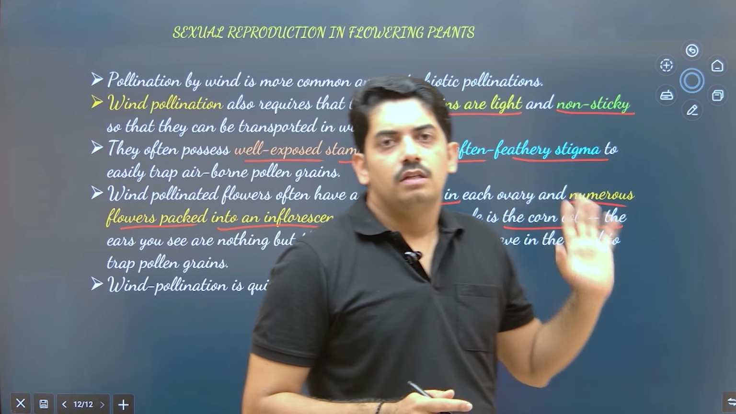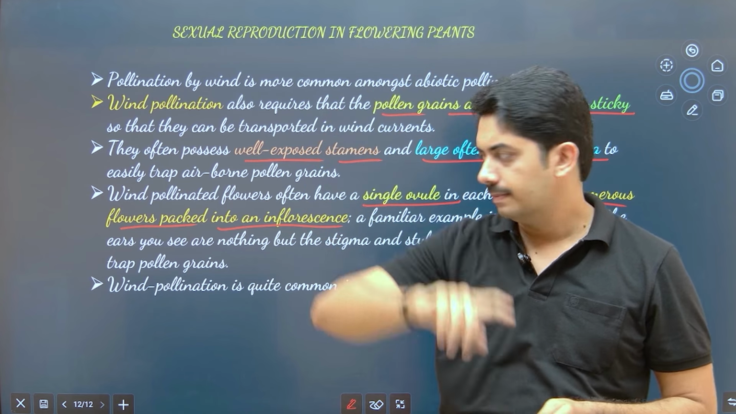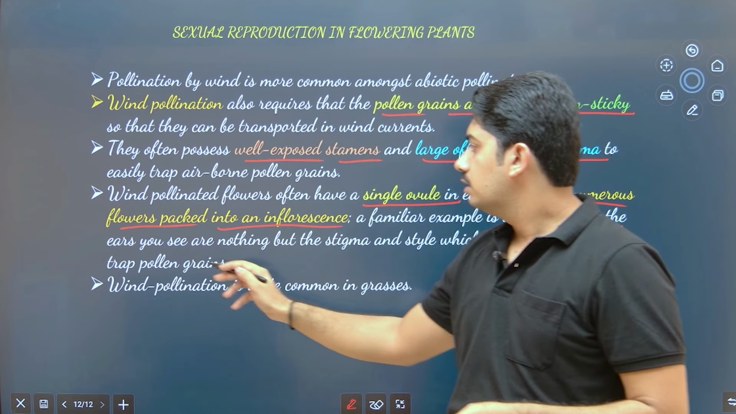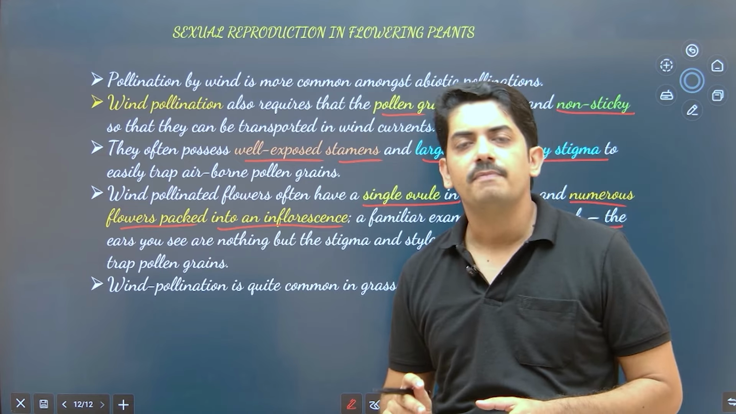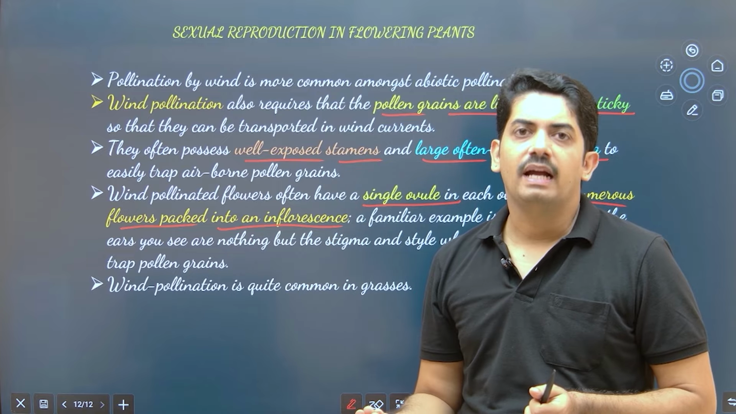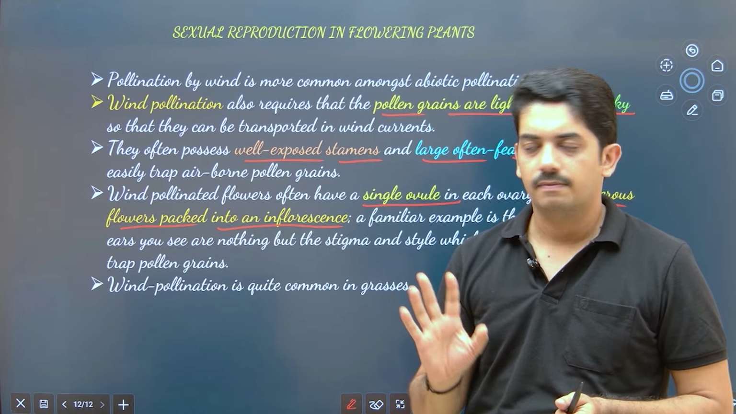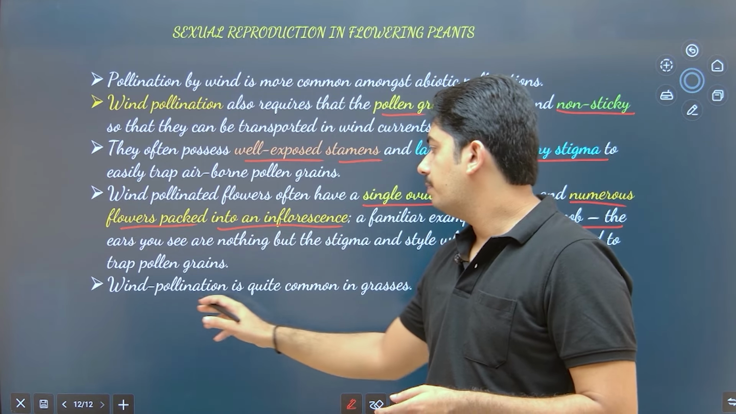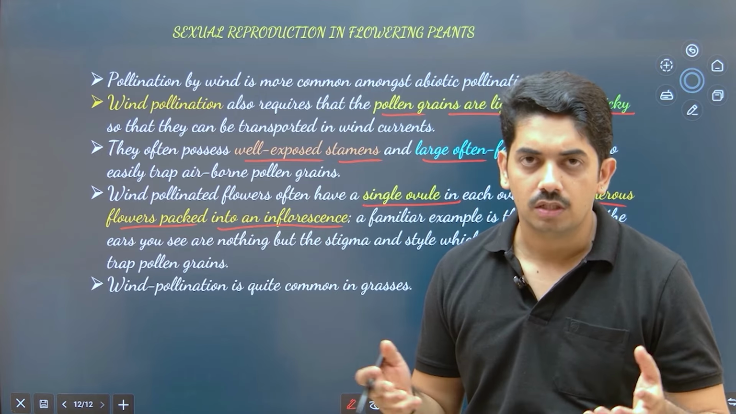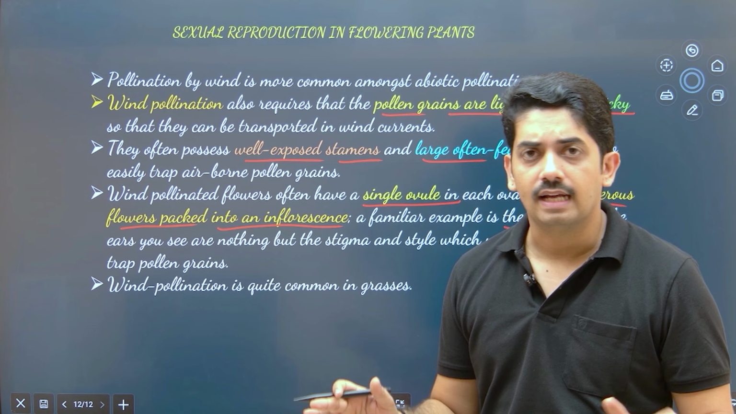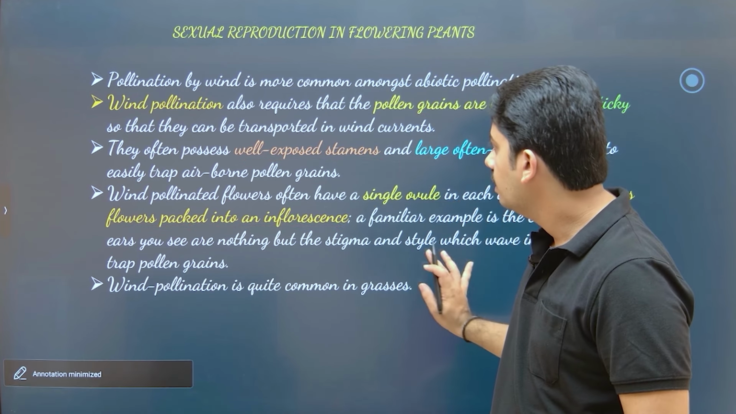Okay, the feathery inflorescence in the maize plant is produced at the top. So here, actually, what they have given, corn cob, is actually a group of stigma and style which is coming out of the corn cob. It is not the inflorescence. Okay, so wind pollination is quite common in grasses. Wherever you see grasses, wind pollination is very common.